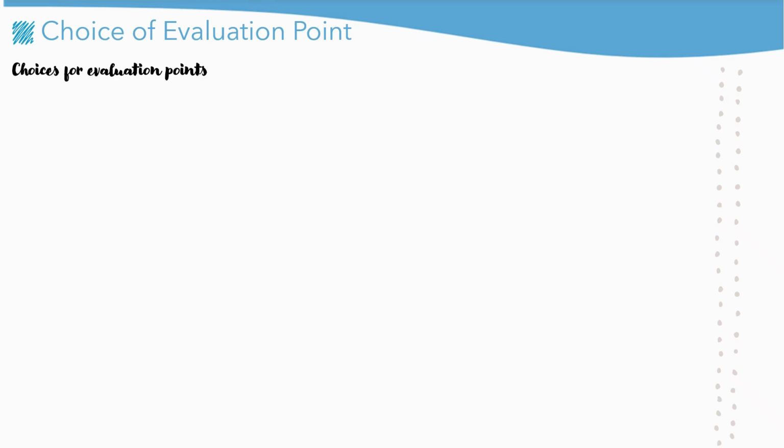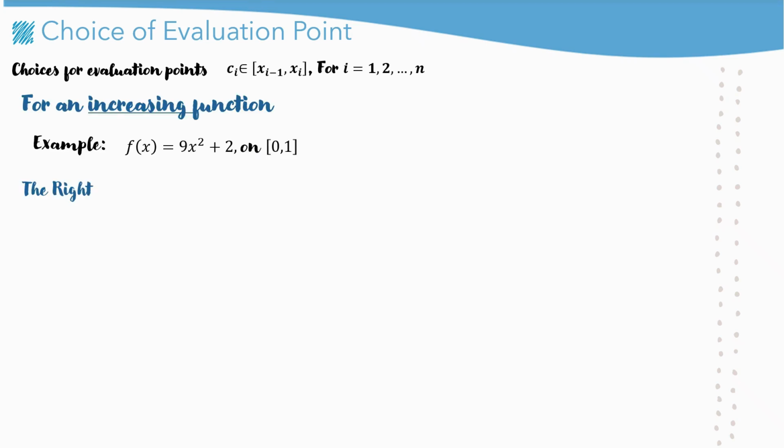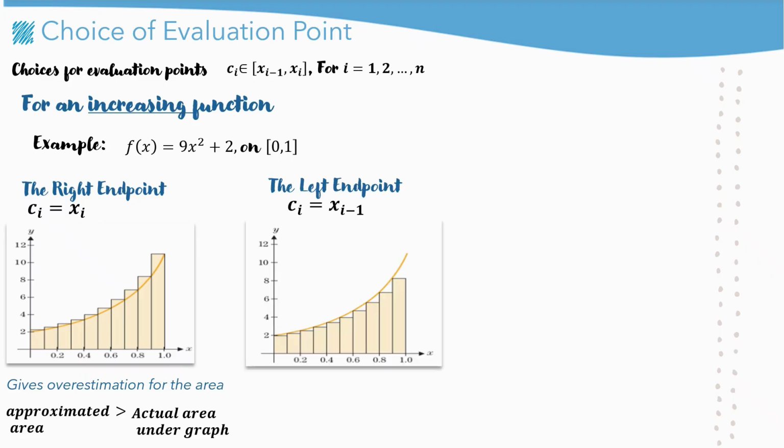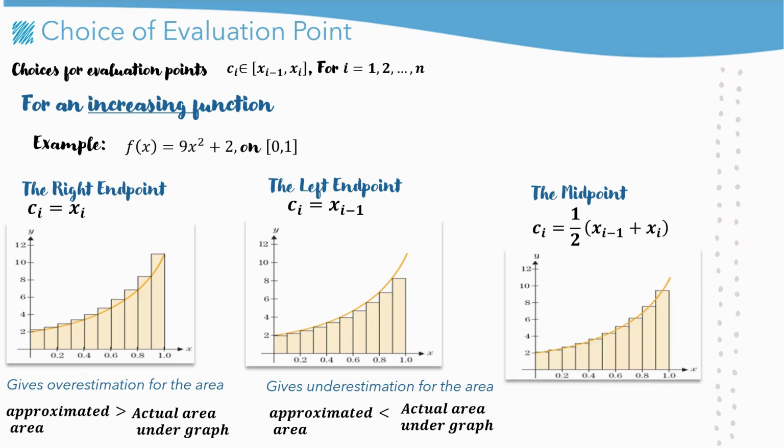For the increasing function, if you notice the left endpoint, right endpoint and the midpoint, you should mention one important point over here. That is, for the right endpoint, in your increasing function, your approximated area will be greater than the actual area. But when you look at your left endpoint, your approximated area is smaller than the actual area.